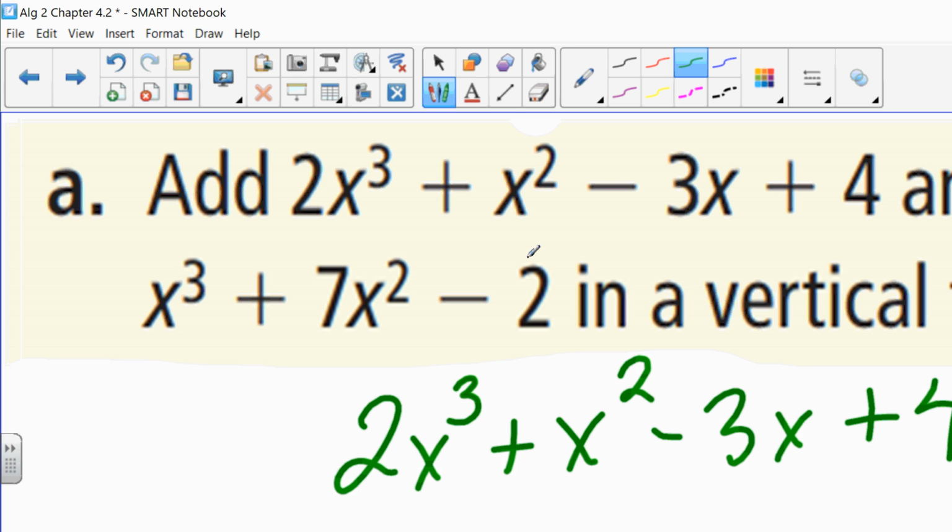And if there is any gaps like the one we had before in the second one here, we can just do plus 0x to fill in the gaps. Because if we look at the next one, well, we have x cubed plus 7x squared, but we don't have an x term, do we? So we can say plus 0x minus 2. In any spot where we have those gaps, we can do plus 0 times whatever the variable is. If it's x squared, we can say plus 0x squared or fill any of those in.